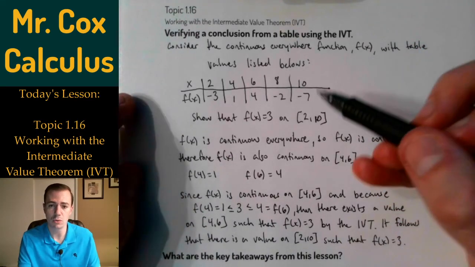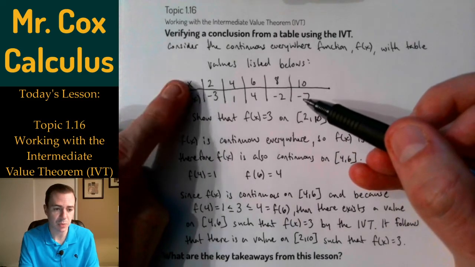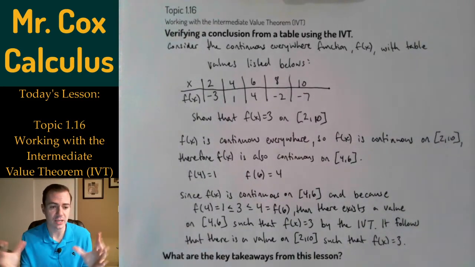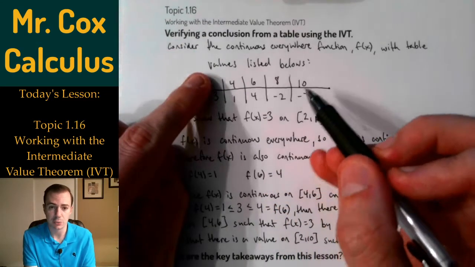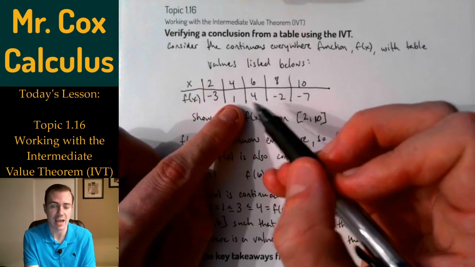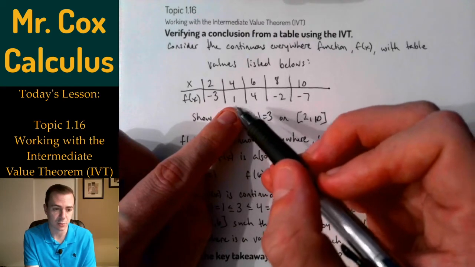So make sure that you look at this and say, you have to pick an interval that actually surrounds the value you were looking for. We needed to show 3, so we could not just pick the endpoints. We had to actually go find an interval that surrounded 3.